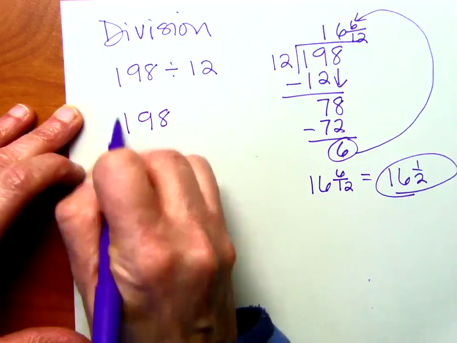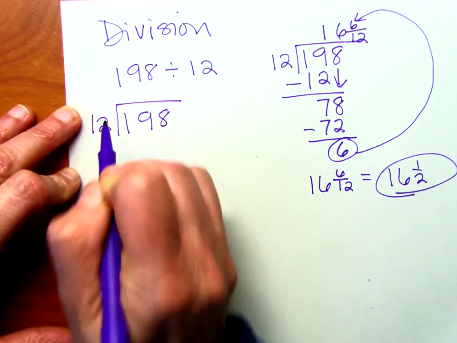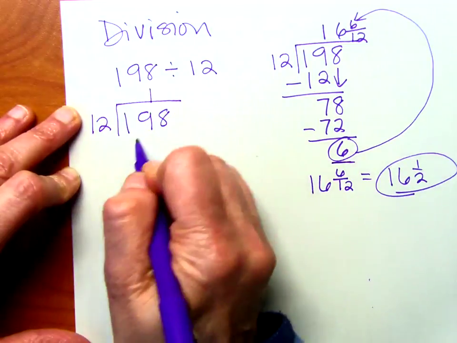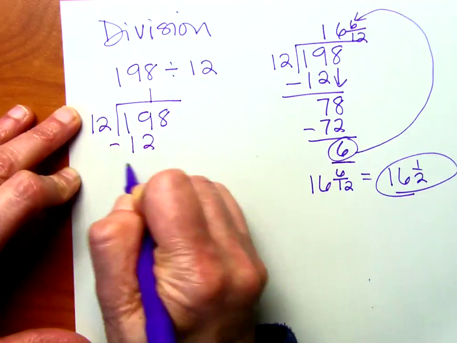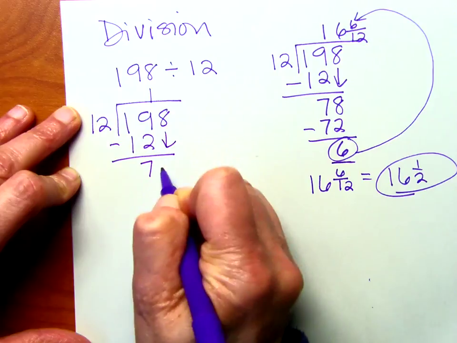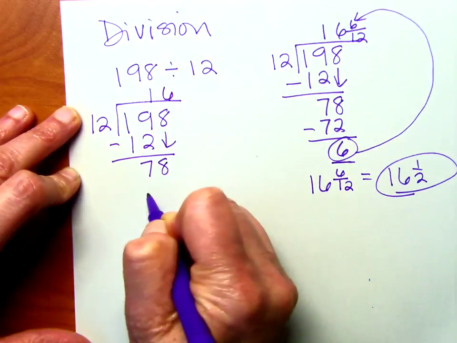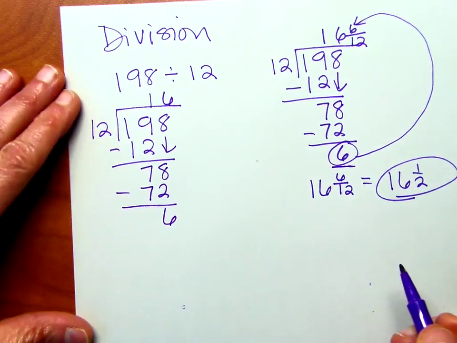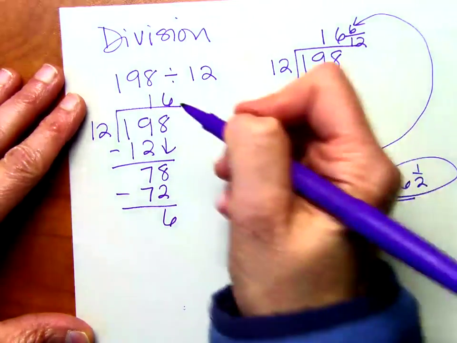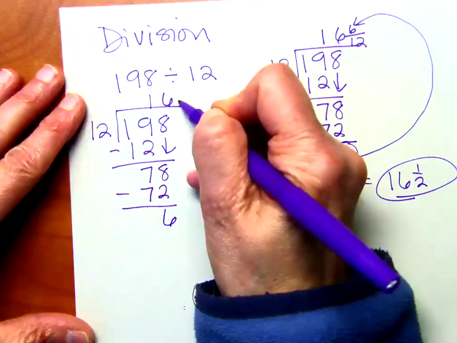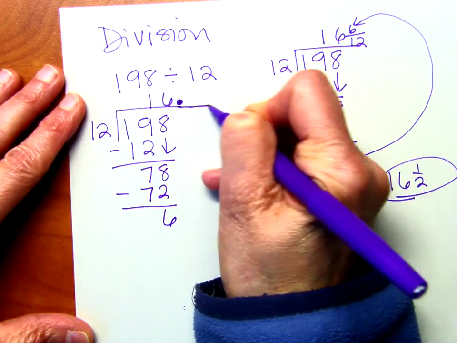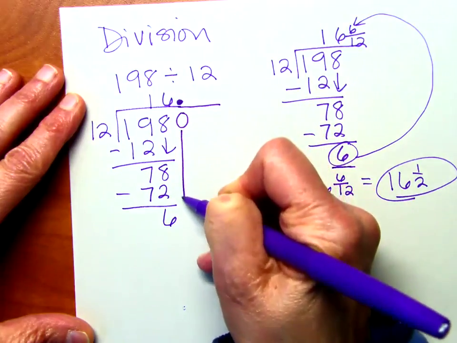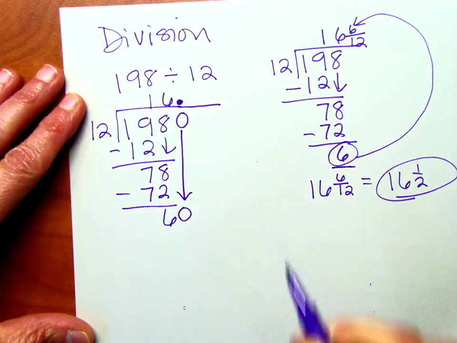I'm going to just go ahead and rewrite and do the problem and get to this point again, okay? So we've got 1, 12, 7, 6, 72, and we've got that 6. Okay. Now at this point, we're going to go ahead and add a decimal point. And we're going to add a 0. And we're going to bring down that 0 and add it to the 6.